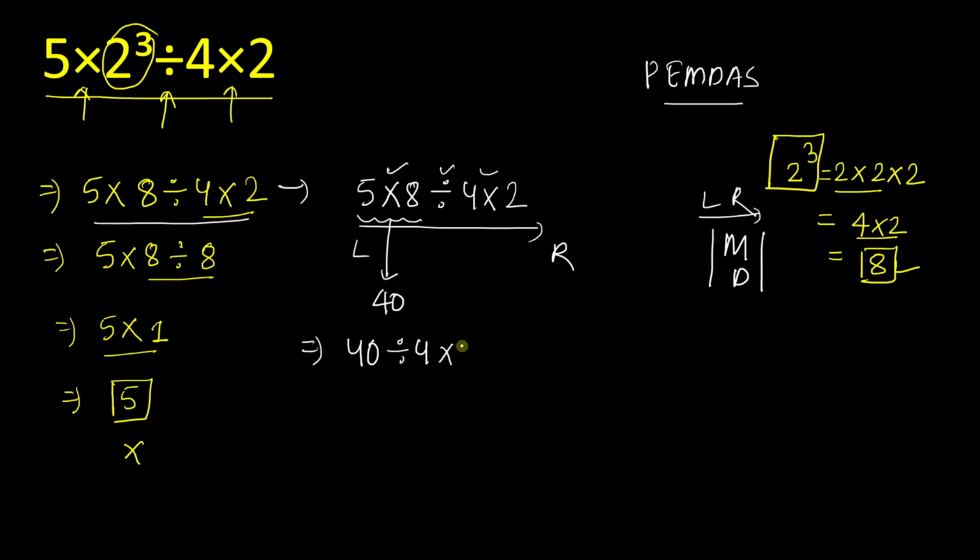Now again, this division operation, 40 divided by 4, will be 10. So we will write 10 times 2. And 10 times 2 will give the result 20. So the right answer is 20.